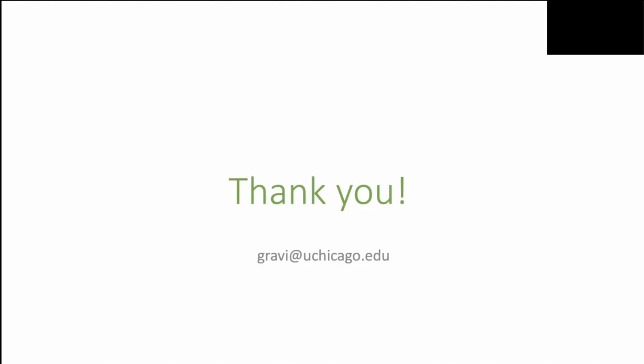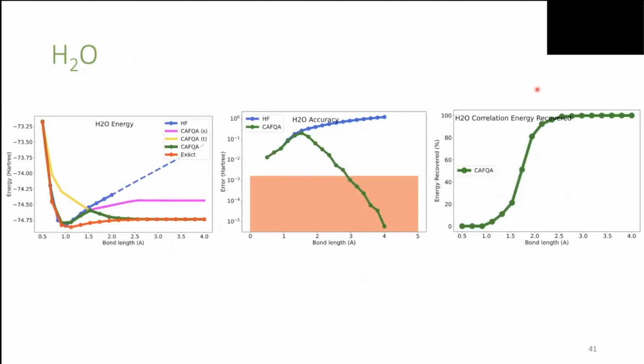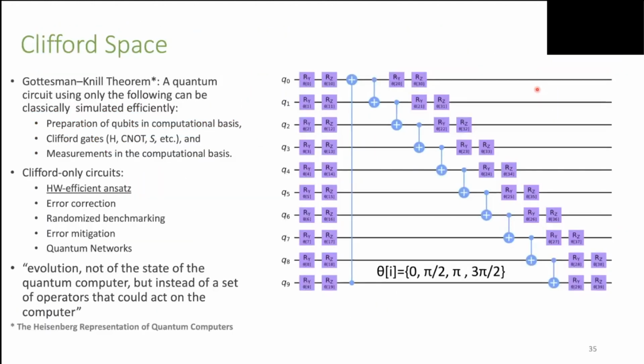Yeah, I have a question about Bayesian optimization. For the Clifford circuits, how well does it perform? Because from my understanding, you usually can't handle anything over 30 parameters.